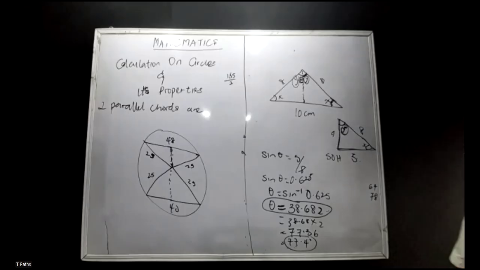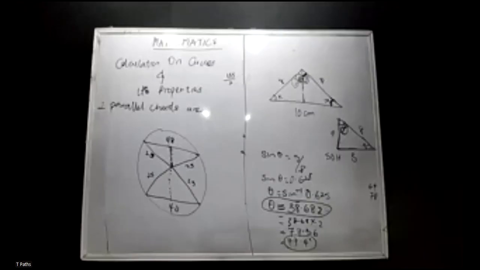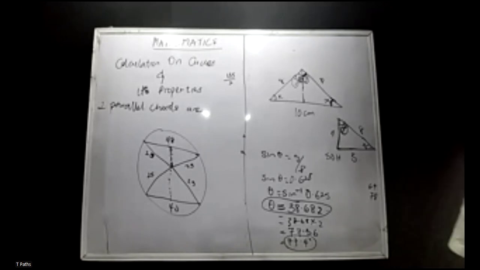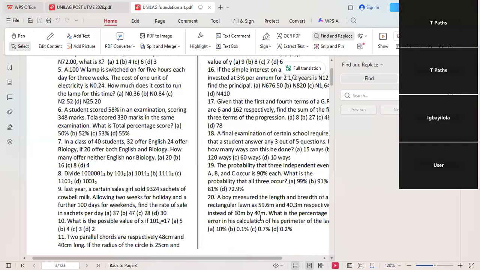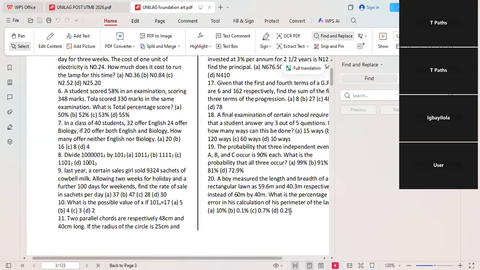Sorry, please. What is the length of the chord again? The two chords. It is on the question. The question is there on your screen. So what I just did is an illustration of the question. So the two chords, 48 and 40. You have to find the distance between the chords.